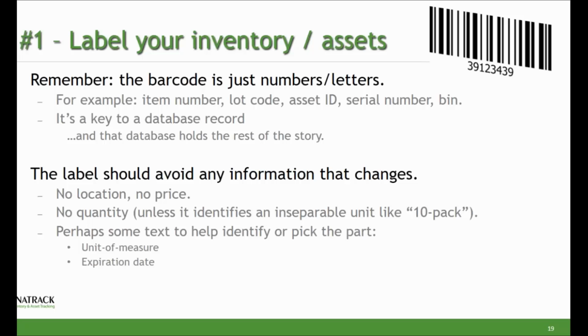So maybe it has a unit of measure, maybe it has an expiration date to guide them into taking all their product, and maybe it has the item description, which is good to have on the product, but it can be dangerous if your staff is using that for picking because so many descriptions are so similar to each other. So that's the stuff that belongs on the label.